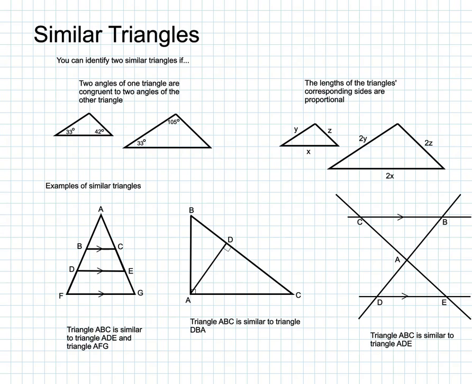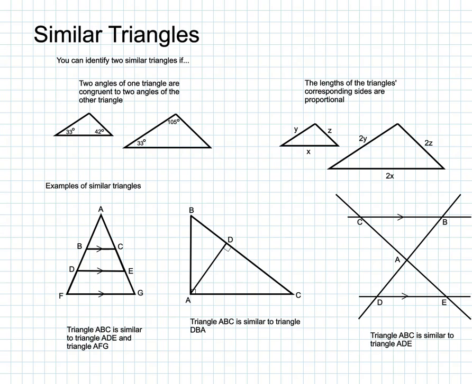If two angles of one triangle are congruent to two angles of the other triangle, then you have similar triangles. In the example below that statement, you can see the smaller triangle has angle measures of 33 degrees and 42 degrees. In the bigger triangle, you can see that it has angle measures of 33 degrees and 105 degrees.